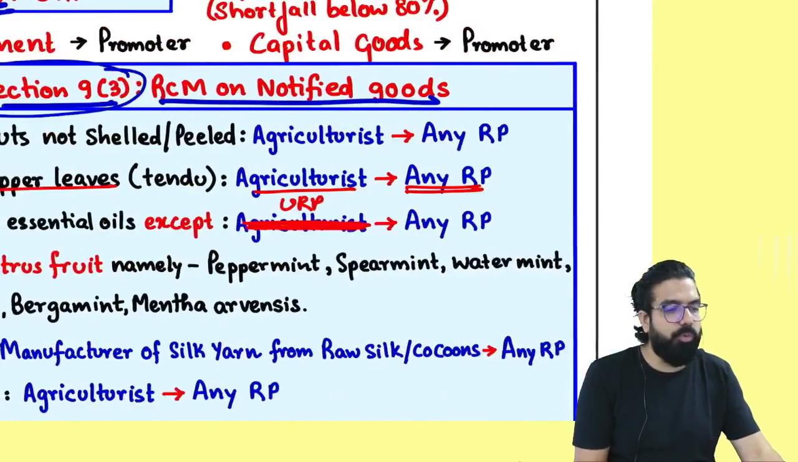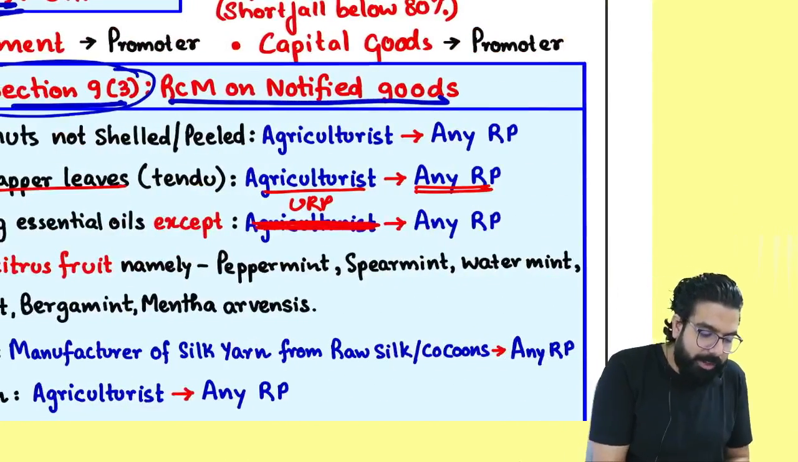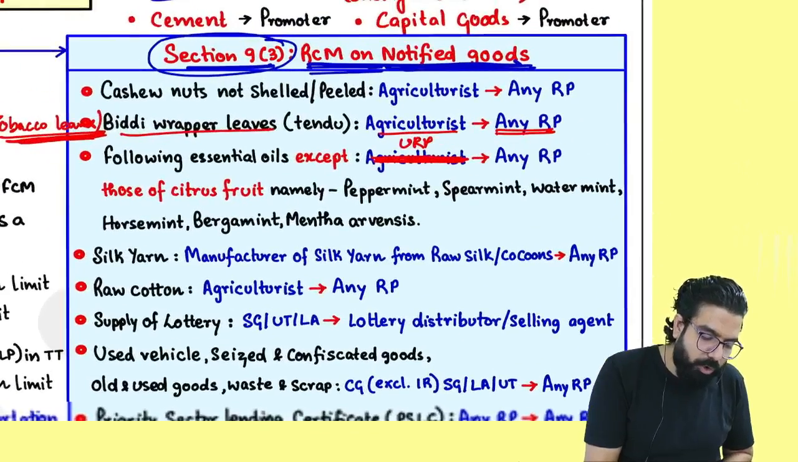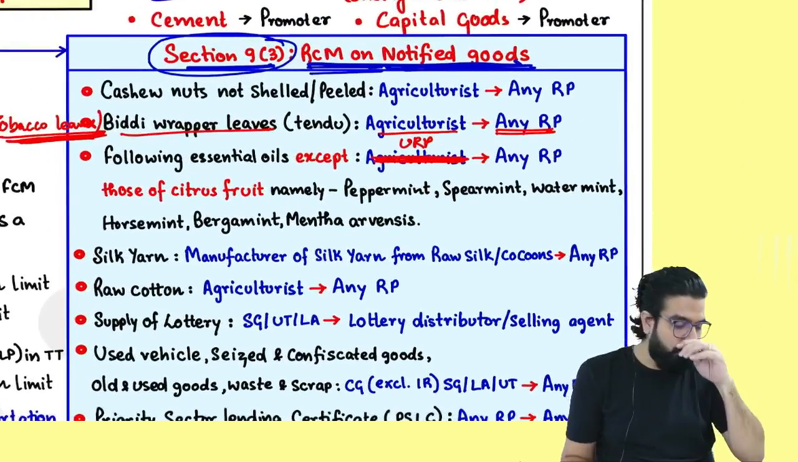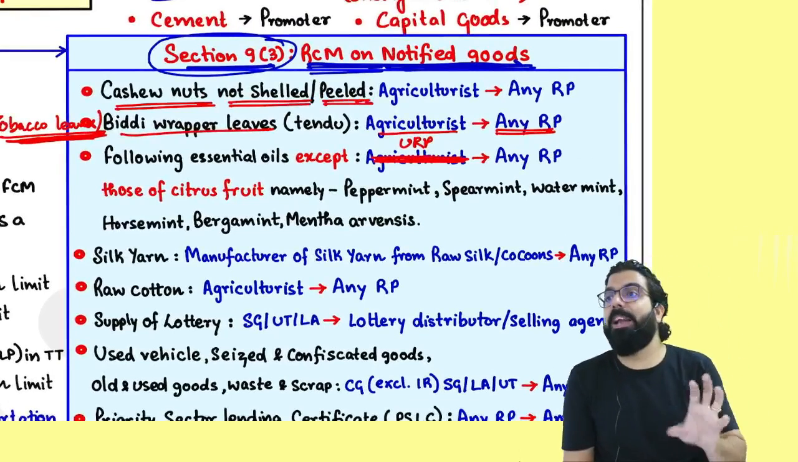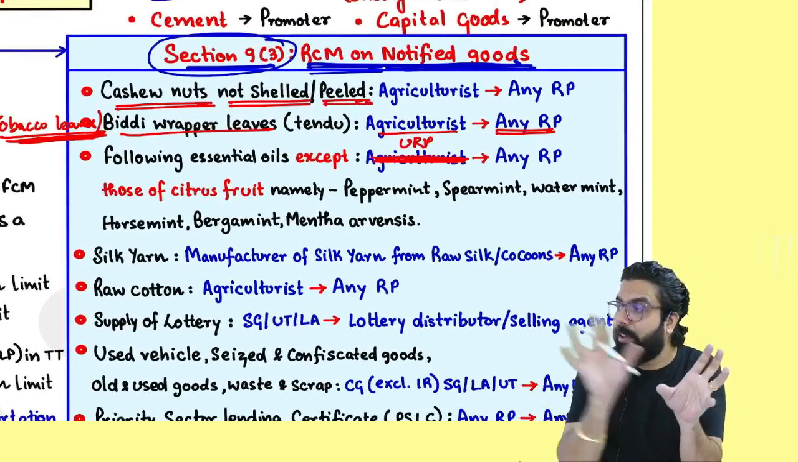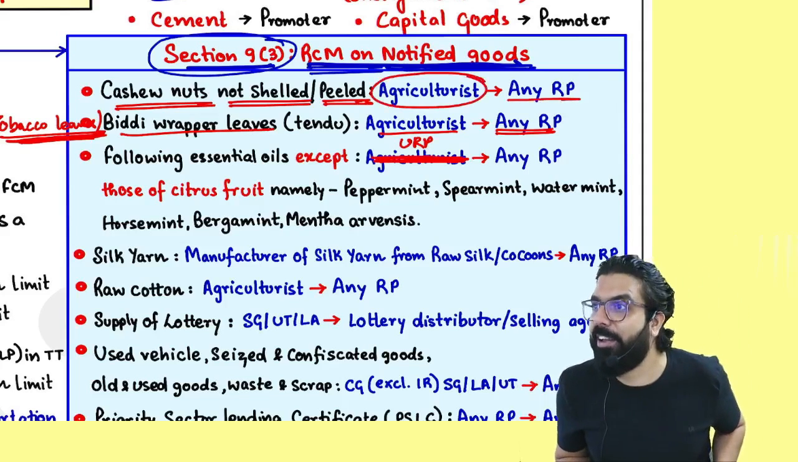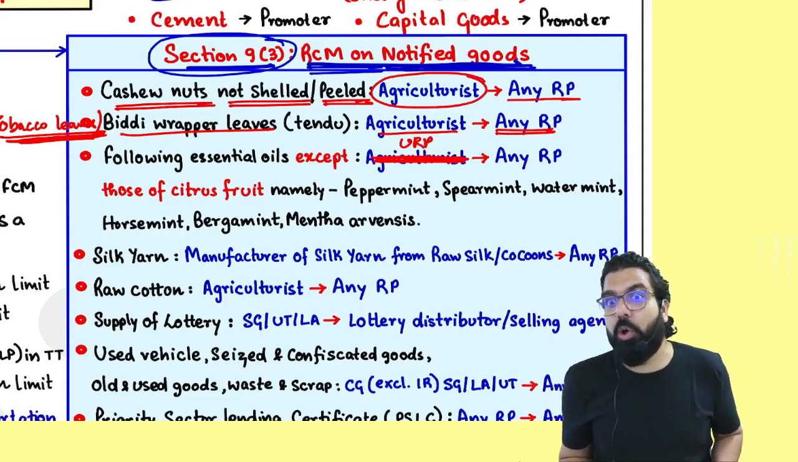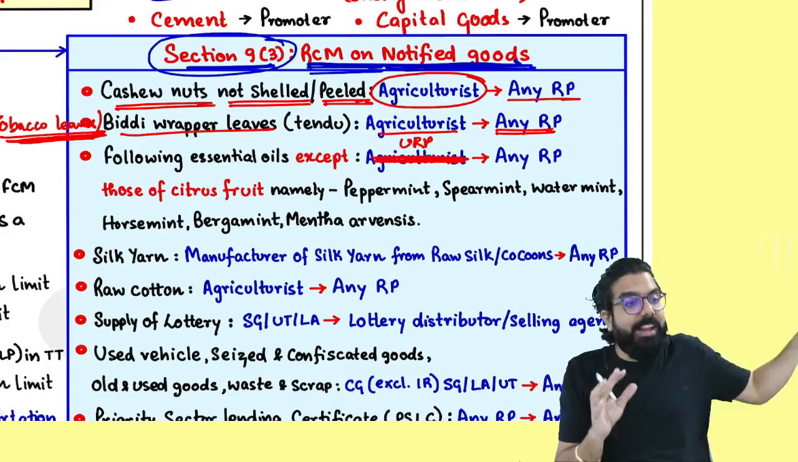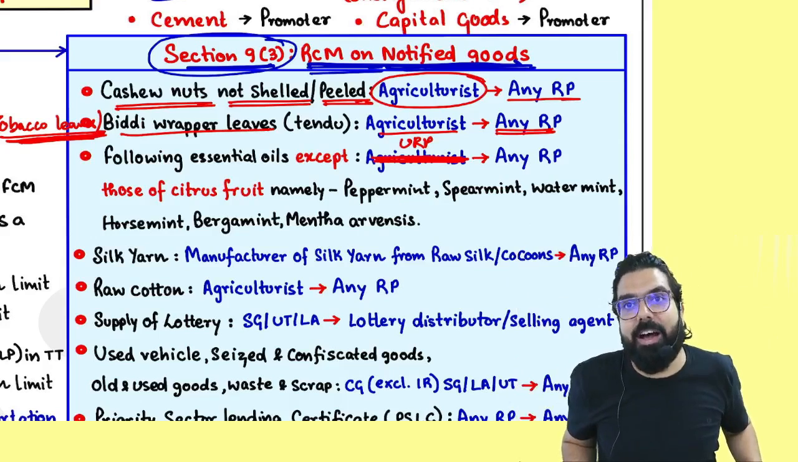Let's talk about the goods first. It says RCM on notified goods. What are the goods on which RCM is applicable? Number one, cashew nut, not peeled or shelled. Whenever an agriculturist sells to a registered person, agriculturists are not required to take registration, so they will never take GST registration. So the government told that whenever agriculturists sell the goods to a registered person, let the registered person pay the GST under RCM.